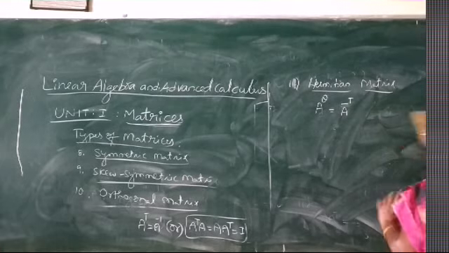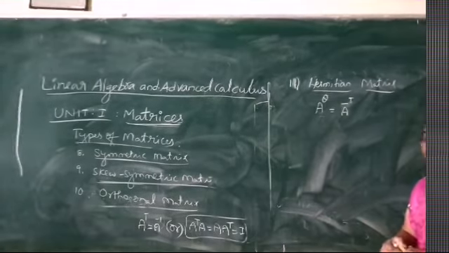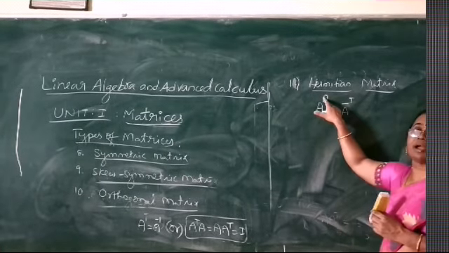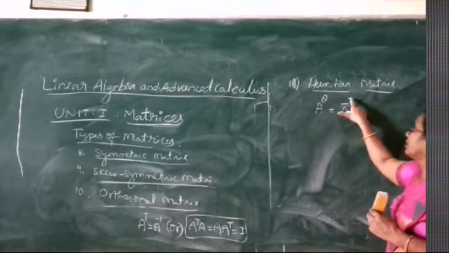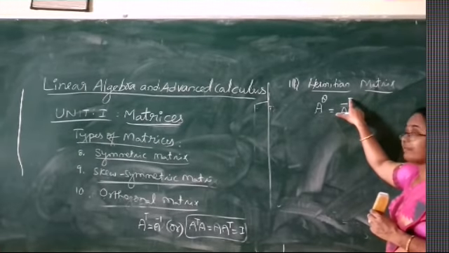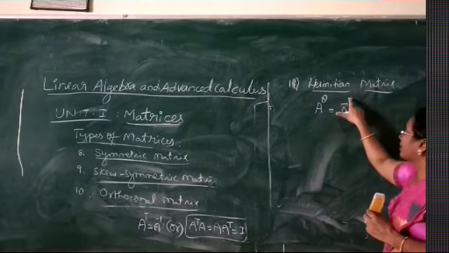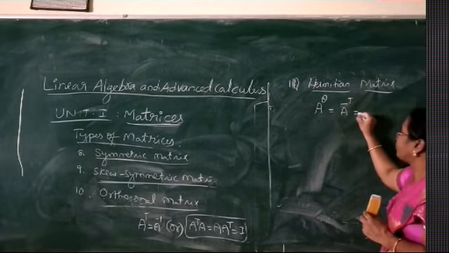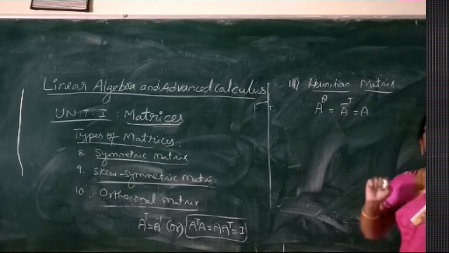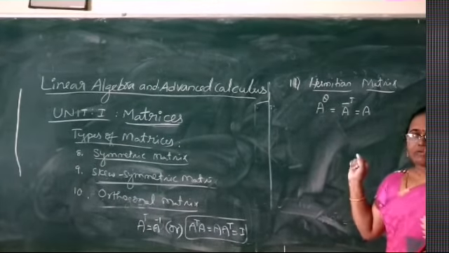Right? So how are we going to define the Hermitian matrix? We are calculating A power theta, which is A bar power T, the conjugate transpose. If this is found to be the matrix itself, so what is our definition?